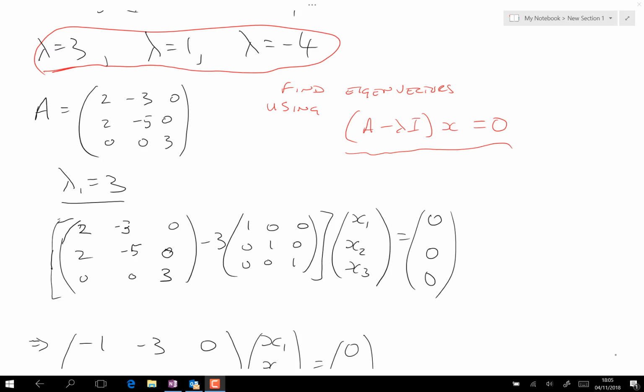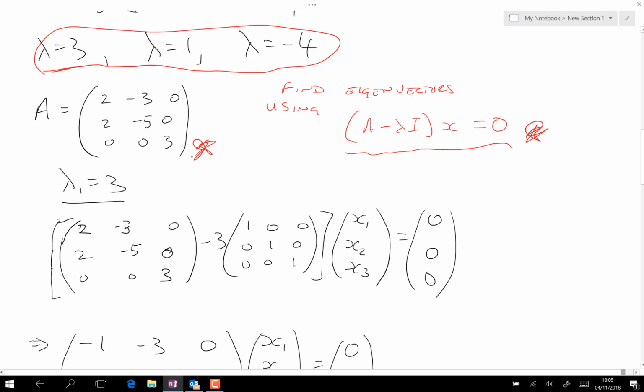Okay, so continuing on from the last video where we found the three eigenvalues, lambda equals 3, lambda equals 1, lambda equals minus 4, we're now going to continue and find the corresponding eigenvectors. So we're going to be using this formula here, (A minus lambda I) x equals 0, and here's just a reminder of the matrix A.